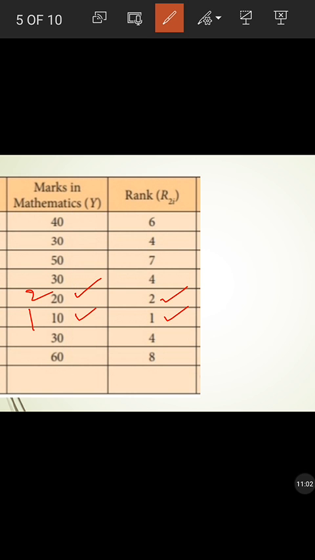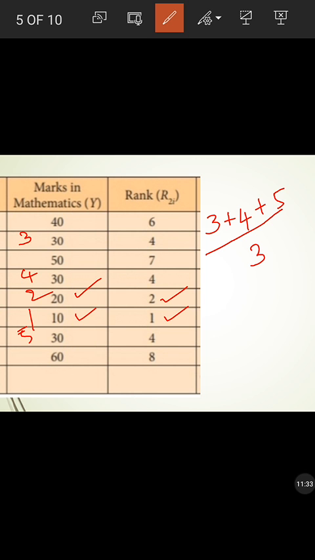Next, 30. Okay, 30 is repeated. So see wherever 30 is there. Here one 30 is in the 3rd place, the 4th place is over, the 5th place is over. Right? When the marks are the same, we said that we should not give different ranks, so we have to find out the average. So we take the places 3 + 4 + 5 divided by 3.